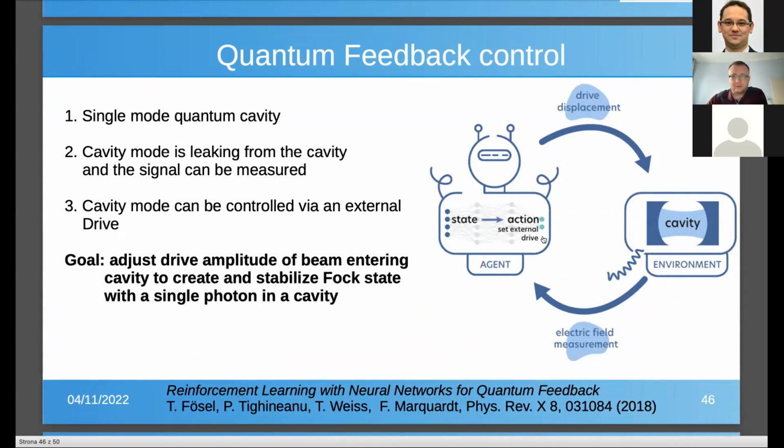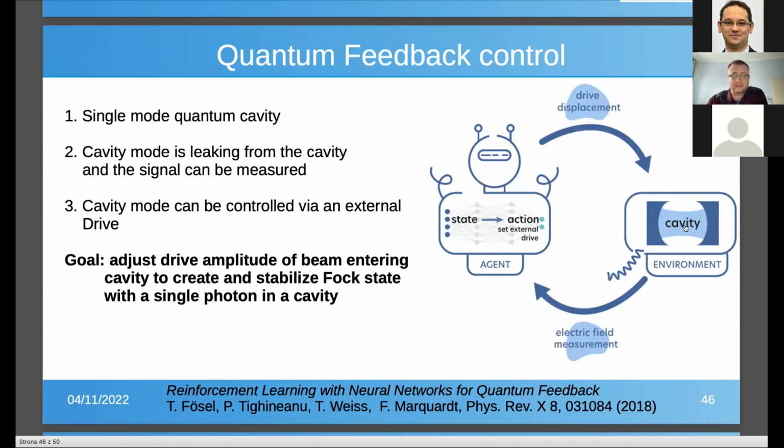However, this cavity is not perfect. There's leakage of the signal out of the cavity. And also the cavity is externally driven. The mode has some inputs, so there's gain and loss in the system. Our goal is to adjust the amplitude of the drive in such a way that in the cavity we have a photon field with, for example, only a single photon. So we have a very well defined Fock state for the cavity.